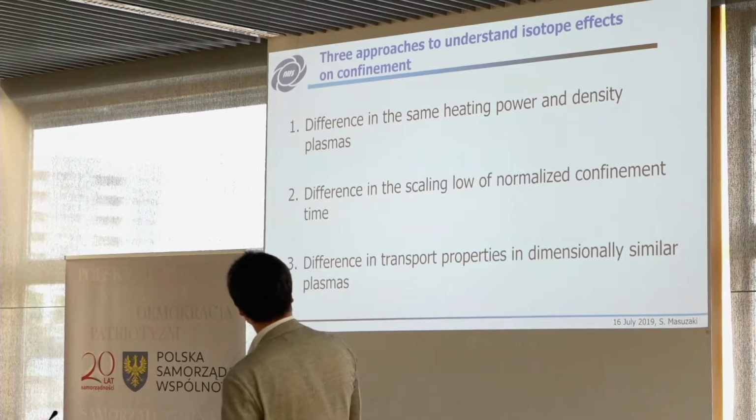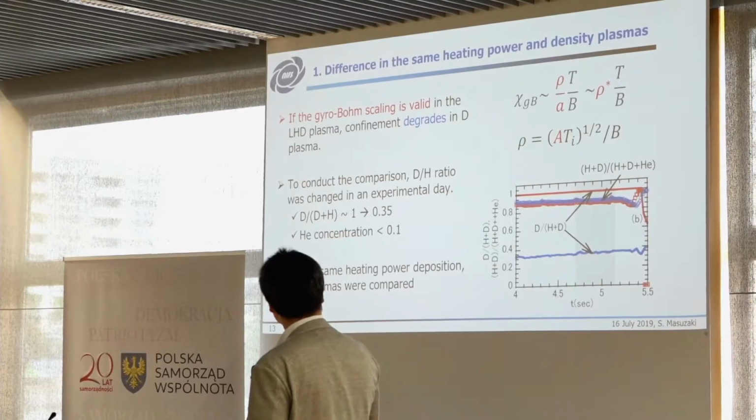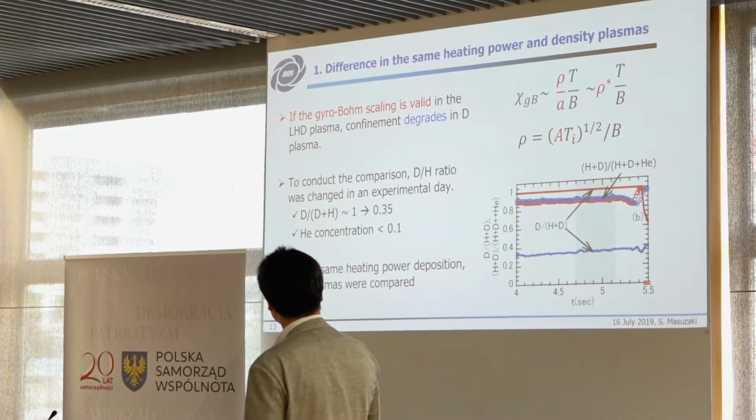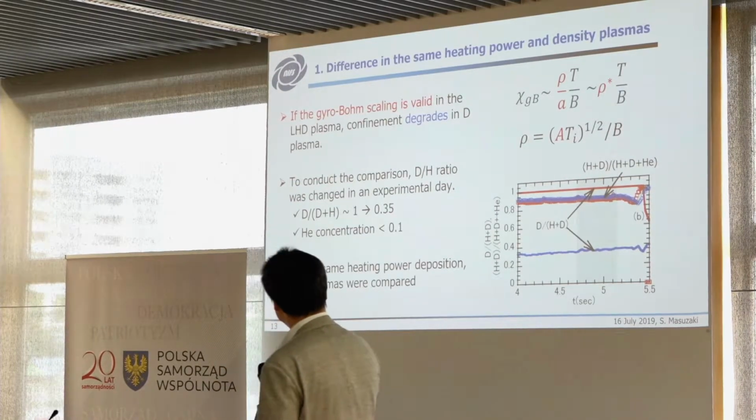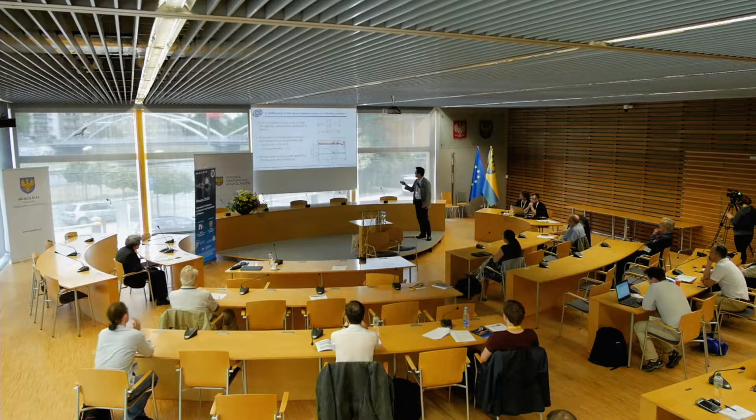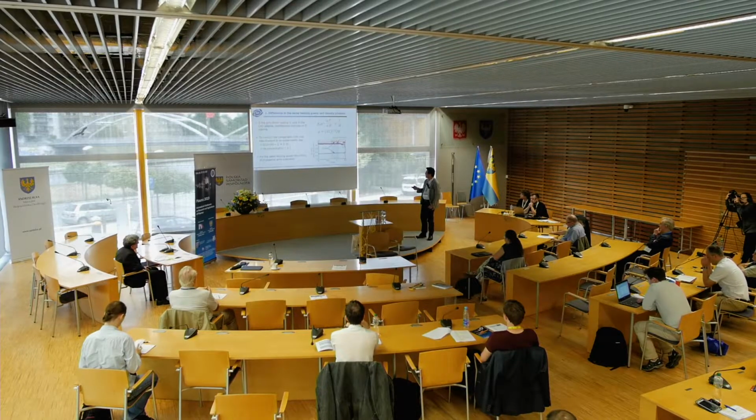So we conducted 3 approaches to understand isotope effects on confinement. The first one is the difference in plasmas with the same heating power and density, to see what difference appeared. Okay. By the way, first I'd like to explain the transport characteristics. Usually, in a toroidal magnetic confinement plasma device, the transport is dominated by gyro-Bohm scaling.